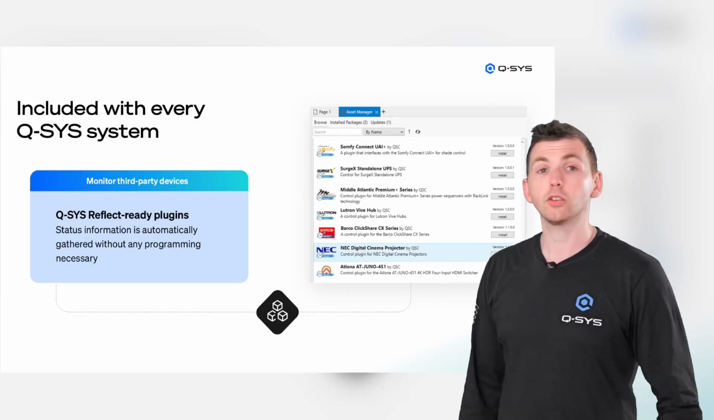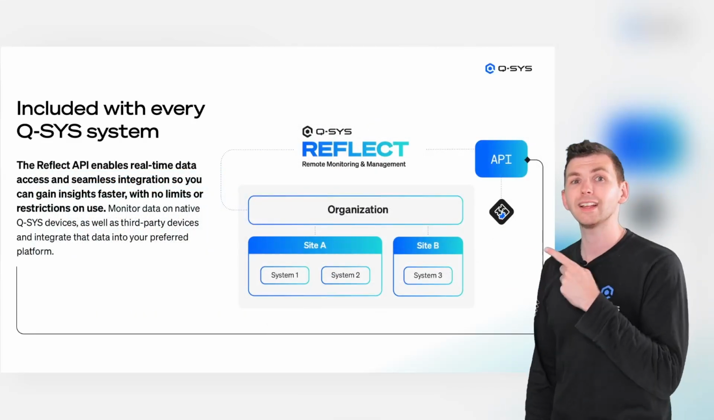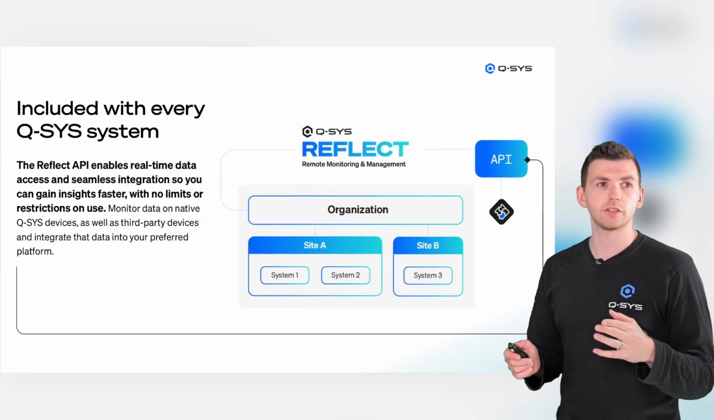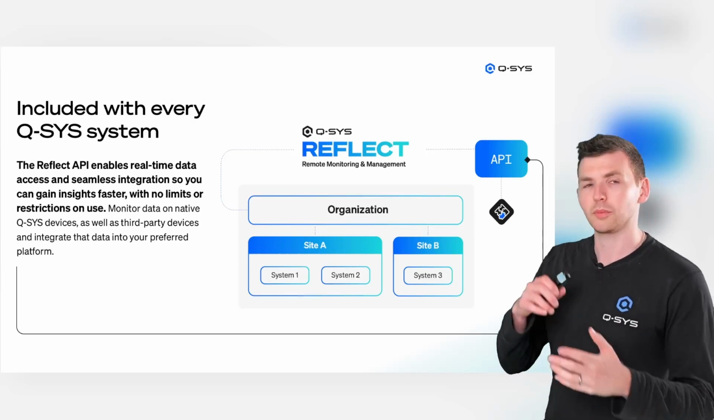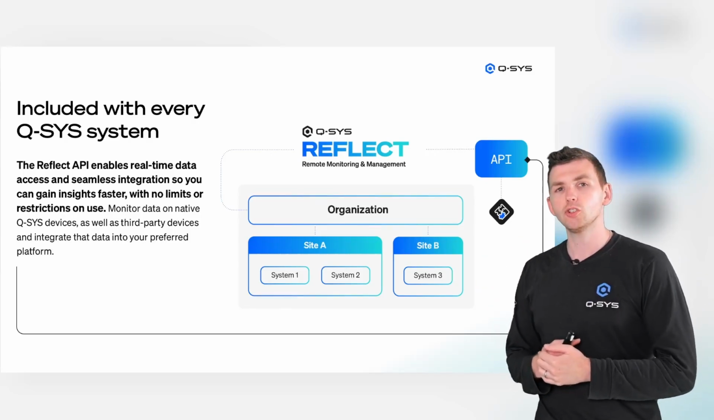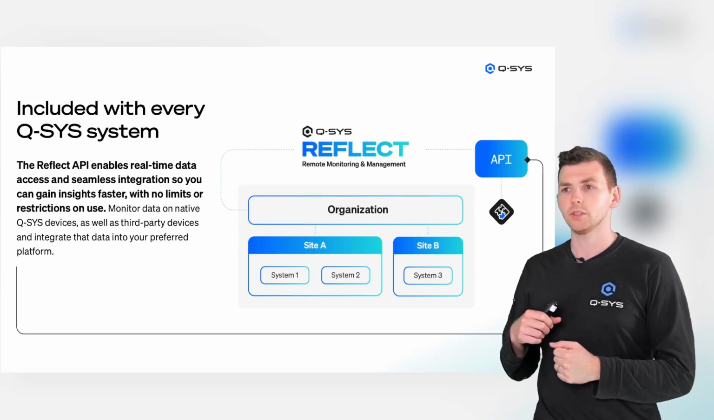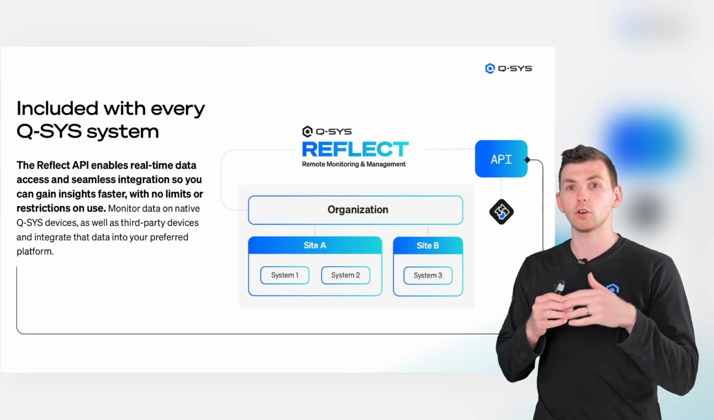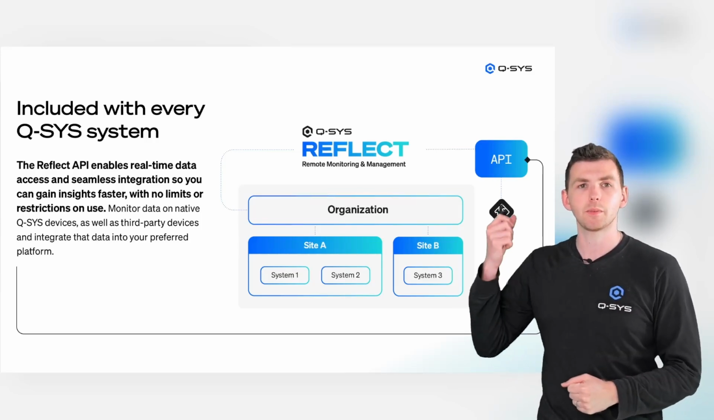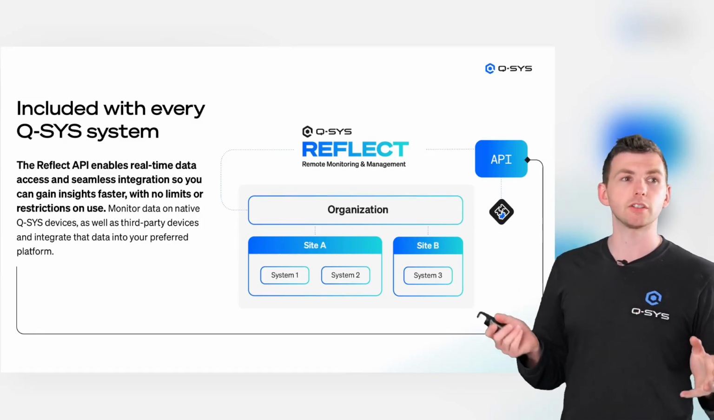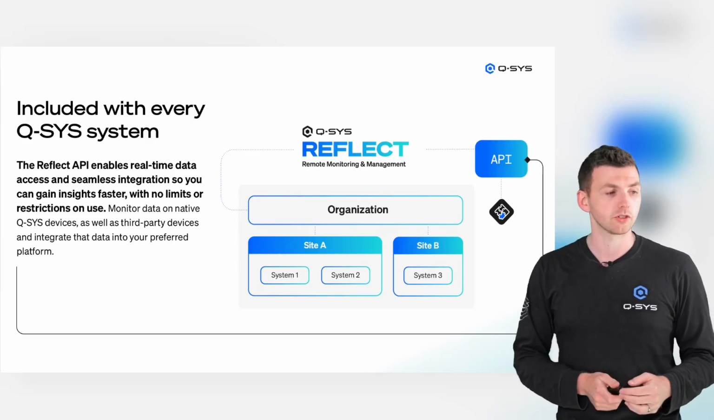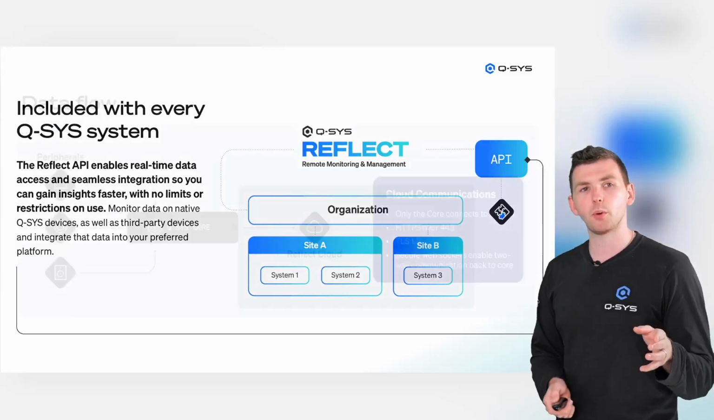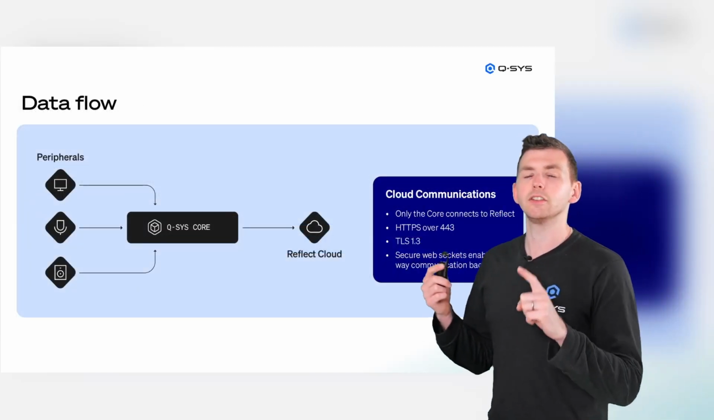All right. There's also a Reflect API, also included with every Q-SYS system. So if you want to integrate that with something like ServiceNow or some kind of IT help desk, you can do that not just product by product or core by core. You can actually make some API calls and get information about your entire organization very easily, with no limits or restrictions on use. Now, I also want to point out this data flow is very simple.